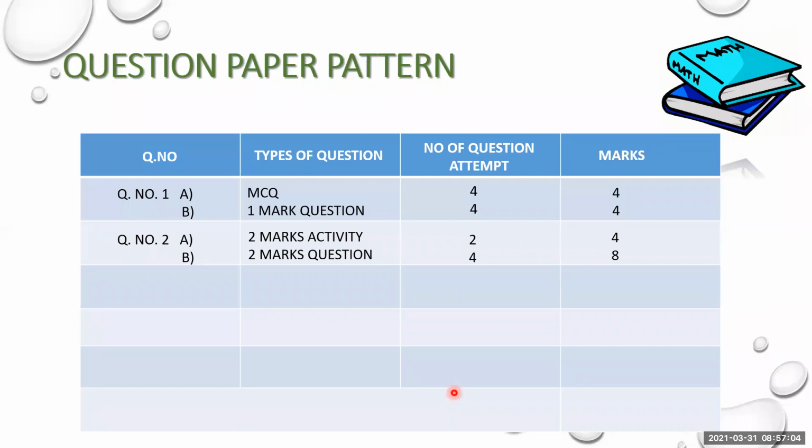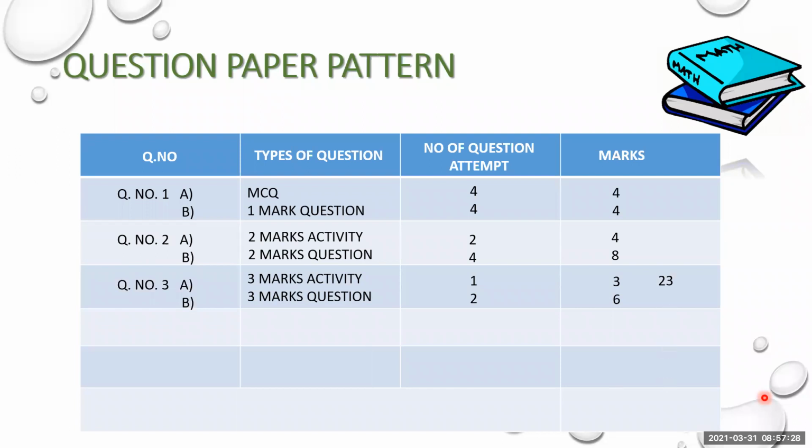And then question number 3, the same A and B division is there. Here 3 marks activity and 3 marks questions. In the 3 marks activity, 1 question you have to attempt, and in the 3 mark questions, 2 questions you have to attend. Marks 3 and 6 respectively you will get, and in total you can score 9 marks in this main question.